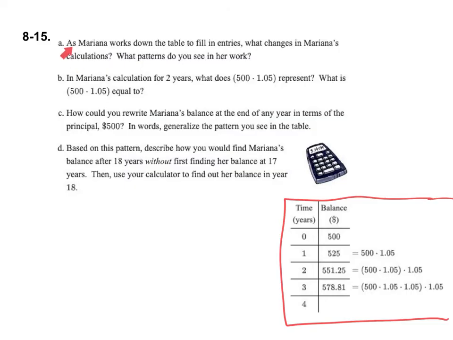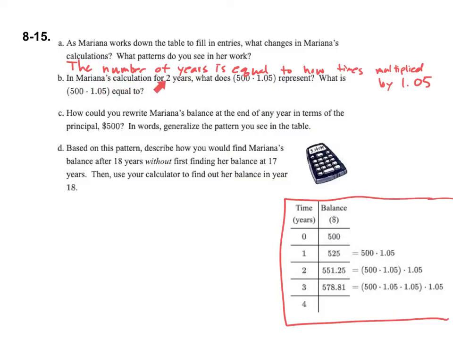All right, so part A says, as Mariana works down the table to fill in the entries, what changes in Mariana's calculations? What patterns do you see? Well, things that I noticed would be this. I noticed that the number of years is equal to how many times it's multiplied by 1.05. So for example, in year 1, there's one 1.05. In year 2, there's 1, 2. In year 3, there's 1, 2, 3. So I'm guessing that in year 4 there's going to be four 1.05s.